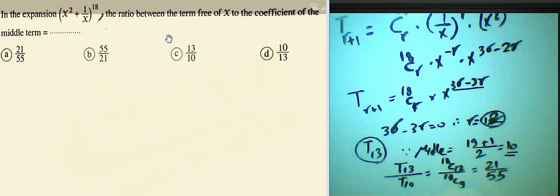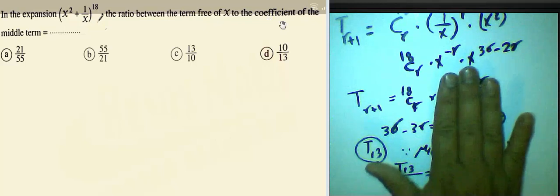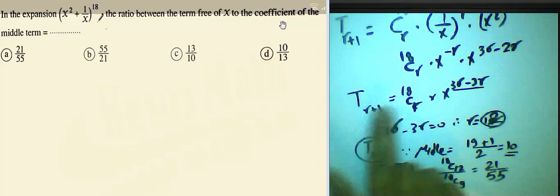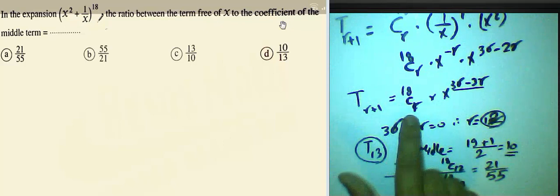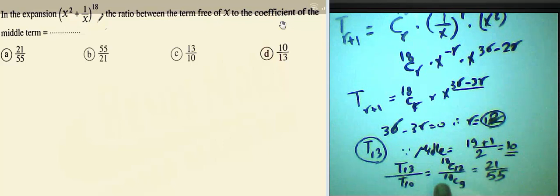Understood? First we must know which term is free of x: term 13. Which term is the middle: term 10. We must find the ratio between the coefficients of them. Coefficient means put x equal 1, cancel x. So the general term here, 18 C what, C 12 over 18 C 9, because for term 13 we must cancel 1 from 13 and cancel 1 from 10 equals 9. The result will be 21 over 55.